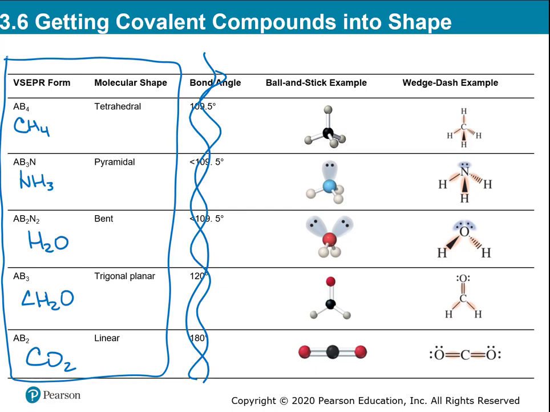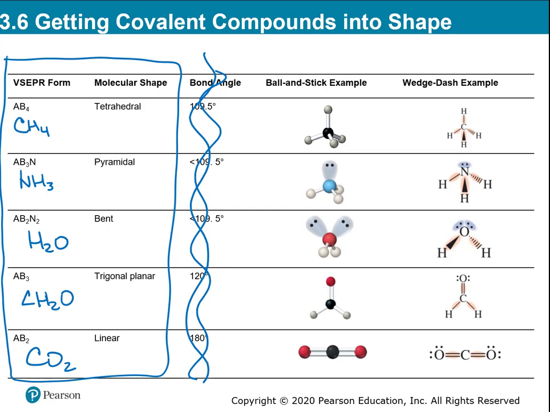Add this to the list: being able to recognize that AB4 is tetrahedral, that AB2N2 is bent, that AB3 is trigonal planar. These are good examples because we've actually drawn these. You've already done these. These are the molecules I sent around. These are just good general examples. These will be the ones that I ask you.